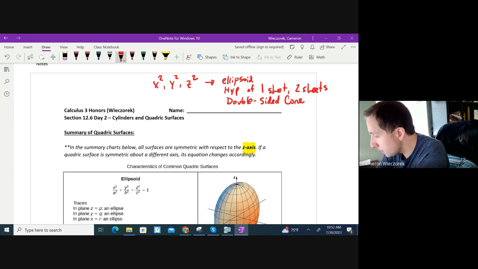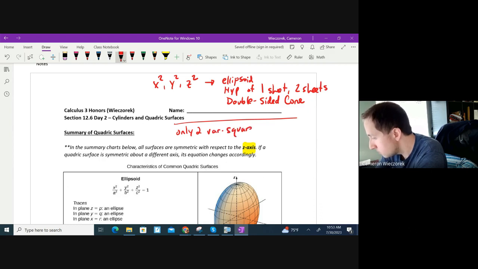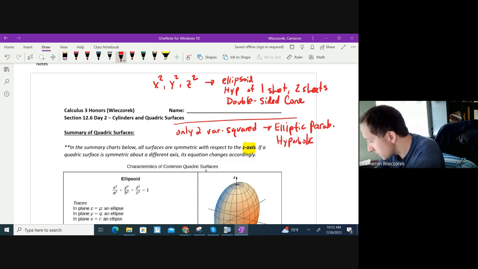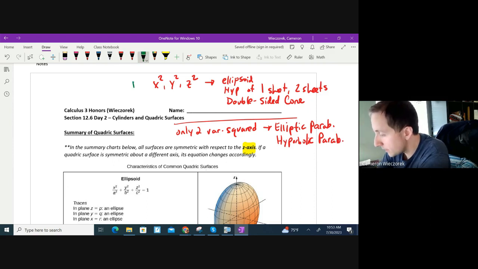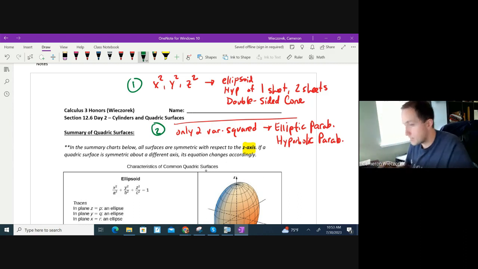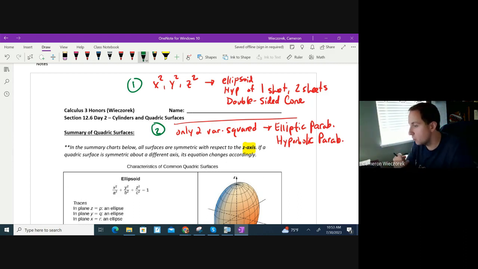The other situation we had is where only two variables were squared, or quadratic, so you have one linear variable. That gave us the elliptic paraboloid and the hyperbolic paraboloid. We spent a lot of time last time on these distinctions. The first thing I would do is break it down into one of these two categories, especially when the equation is not written in standard form. How do you decide which of these six it is? First, break it into one of these two categories.